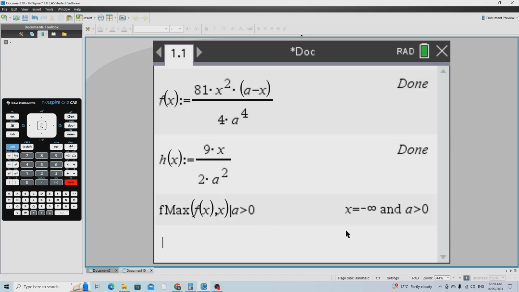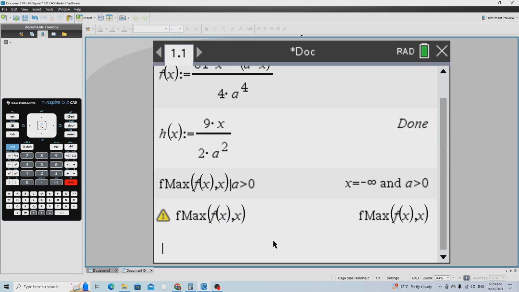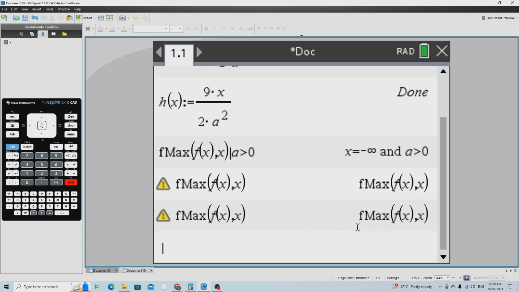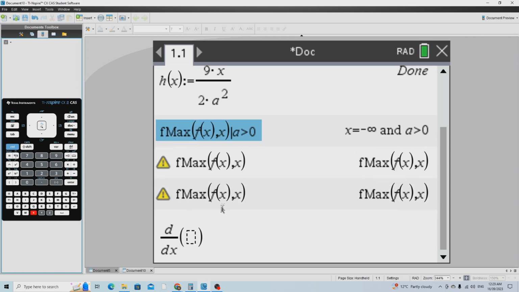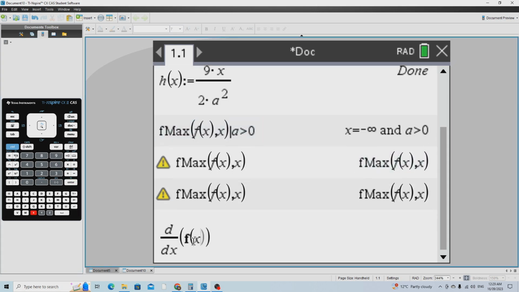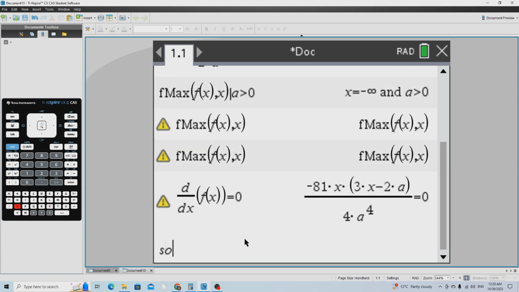Enter. Oh. Okay, why does it give me that? What about if I take this a value? Control enter. Ah, it's not giving me anything. Okay, so we have to do the manual way. So let's go shift, find the derivative of f of x first, and let it equal to 0, and we want to solve that for x.